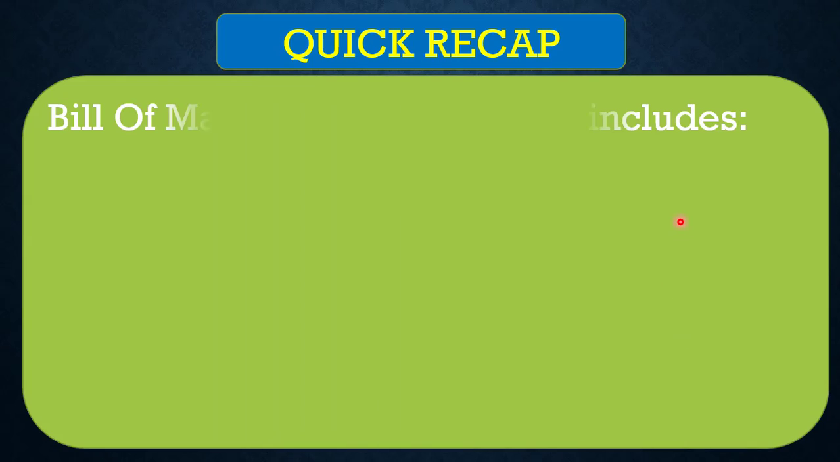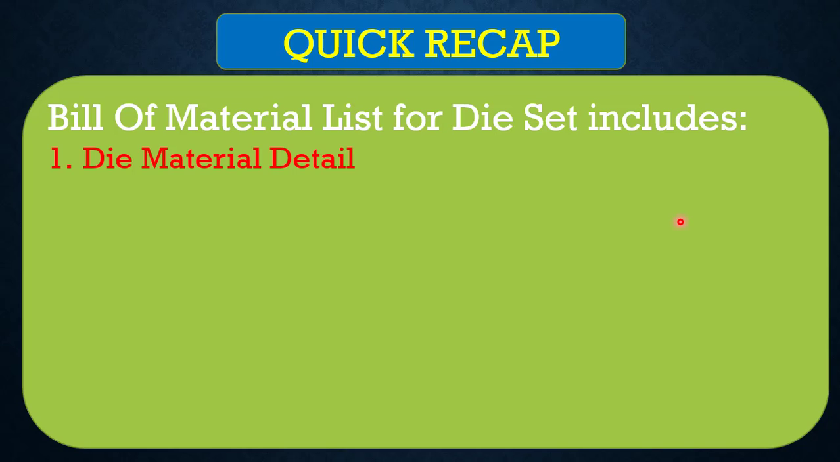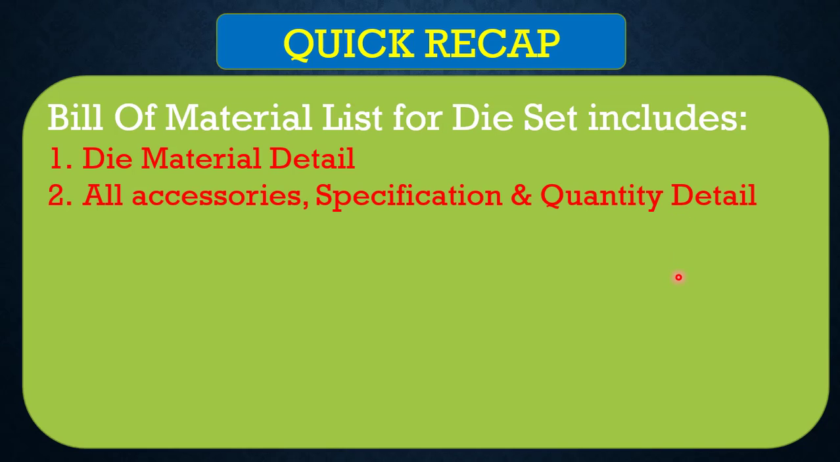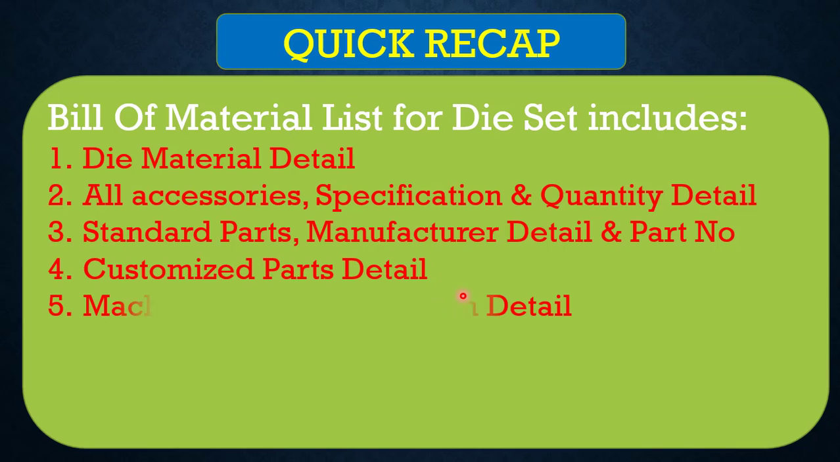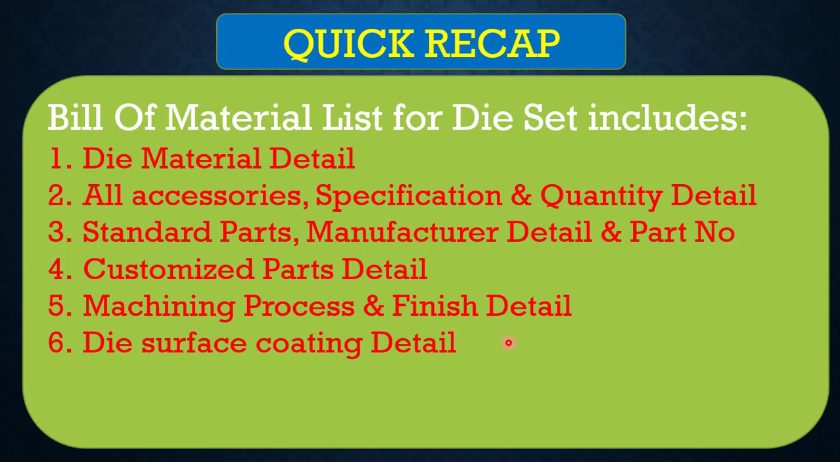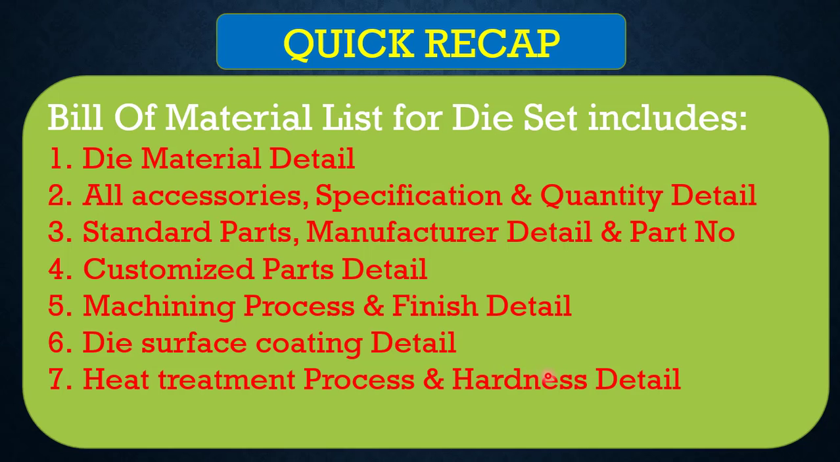Let's have a quick recap. Bill of material list of die sets includes: number 1, die material detail. Number 2, all accessories specification and quantity detail. Number 3, standard parts along with the manufacturer detail and part number. Number 4, customized part details. Number 5, machining process and finish detail. Number 6, die surface coating detail. And number 7, heat treatment process and hardness detail.